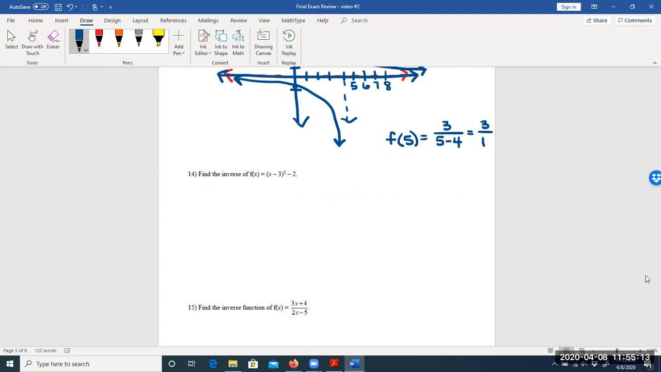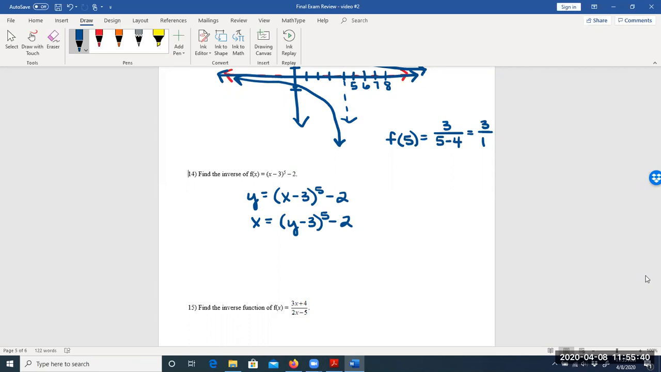Okay, number 14, finding an inverse function. First thing I'm going to do is let f of x be y. Then I'm going to swap the positions of x and y. I take nothing with them. And now I need to solve for y in its new position.